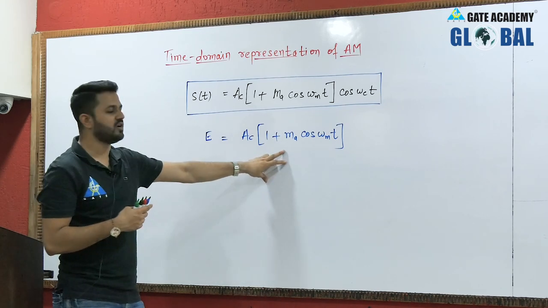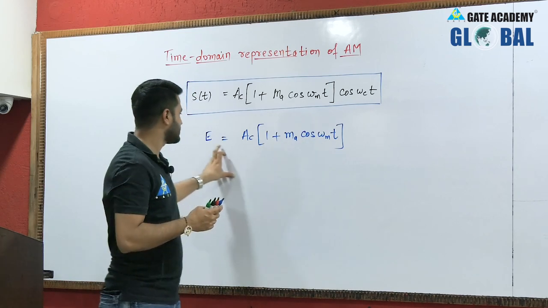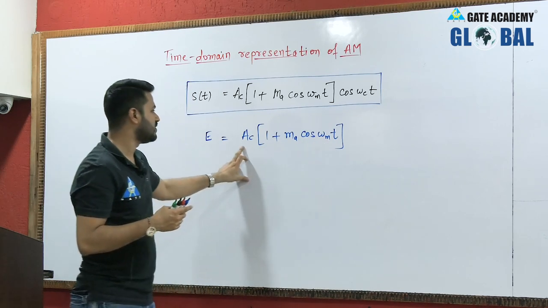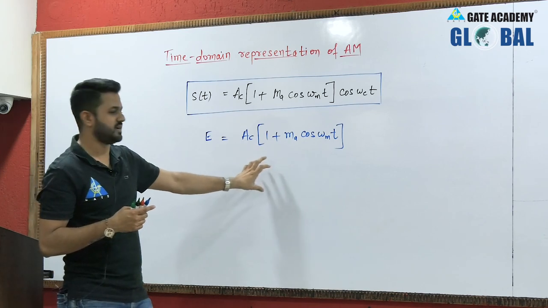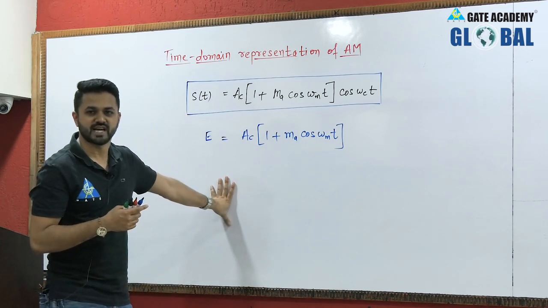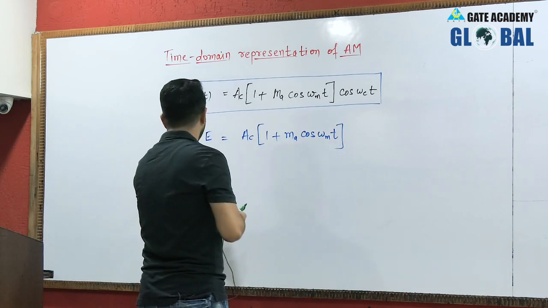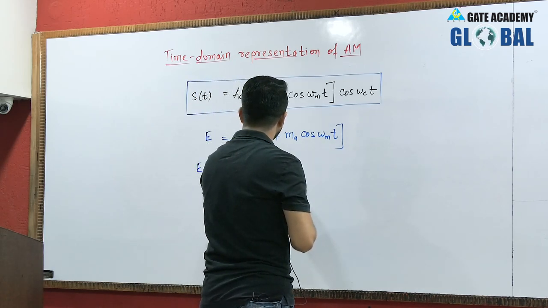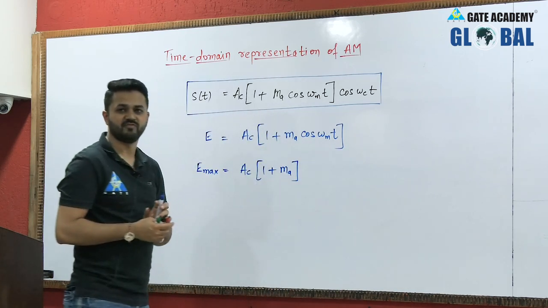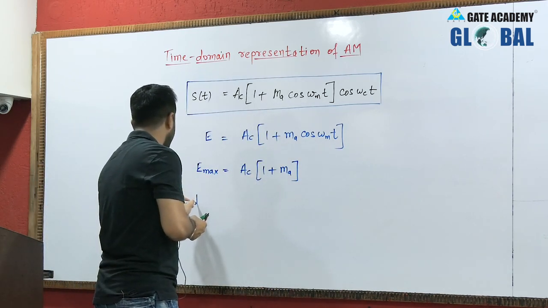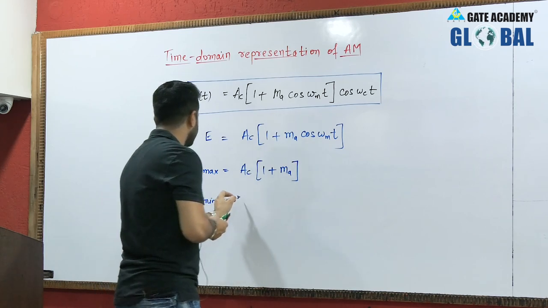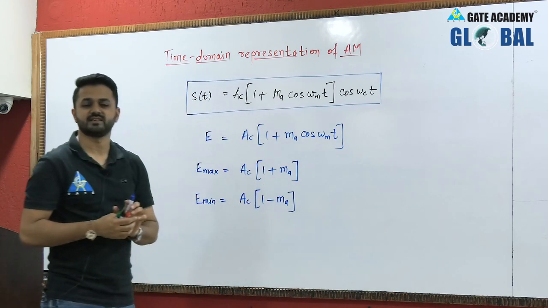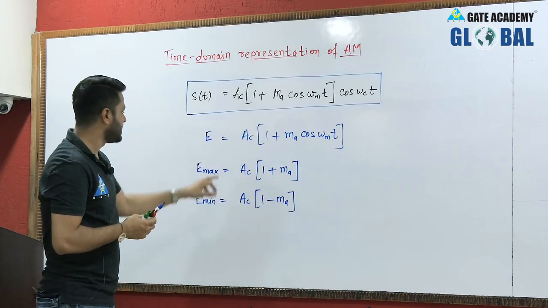What will be the maximum value of this envelope? If the cos is maximum, then we get the maximum value of envelope, because it depends only on the cos term; this is constant, this is constant. The maximum value of cosine is plus 1, so the maximum value of envelope is Ac(1 + ma). And the minimum value of envelope is Ac(1 - ma), when the cosine is at its negative maximum, which is minus 1. So we get these two equations.